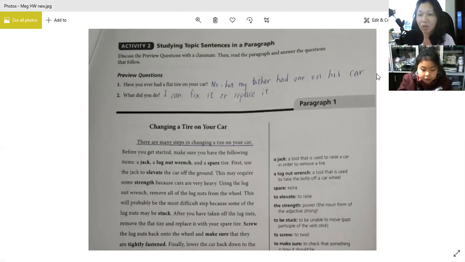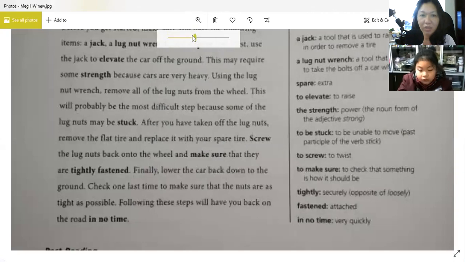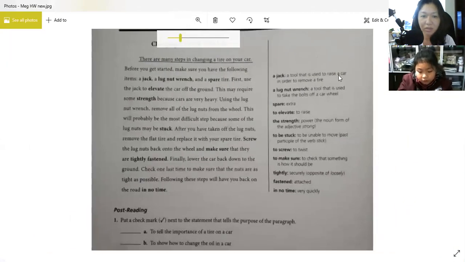Yeah. You can fix it or replace it, but it's not really you who's doing the fixing and replacing, right? Yes, usually it's my dad. Yeah, you can have your dad do it or somebody at the car repair, but it's not really you. Okay, let's take a look at this.